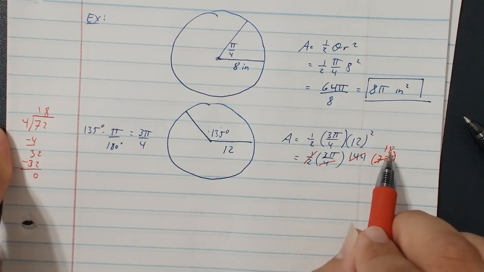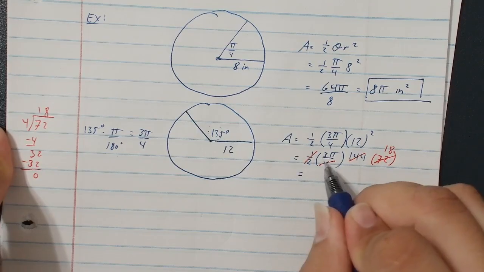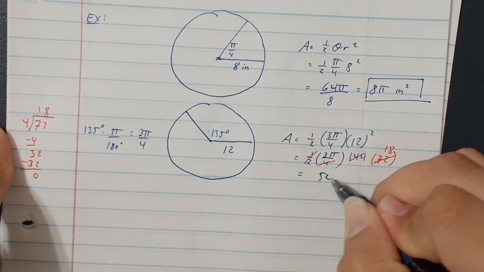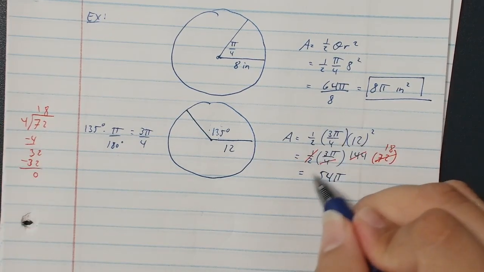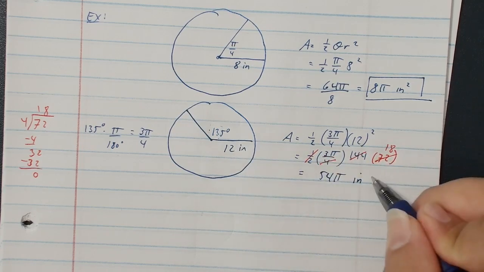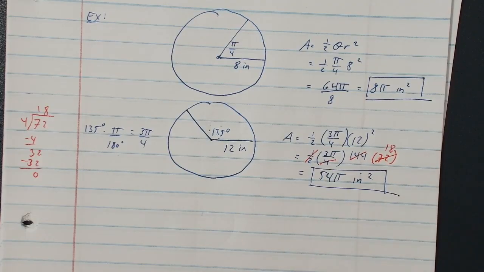And so I'm just left with 18 times 3 pi. 18 times 3 is 54. So I end up with 54 pi, and we'll do that in inches as well. So our area would be 54 pi square inches. Just like that.